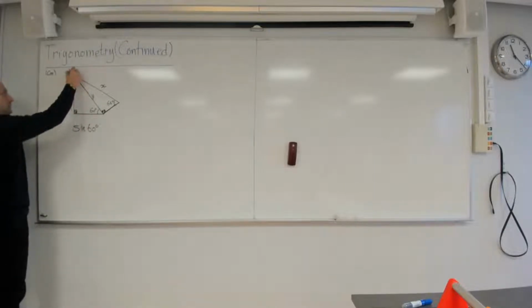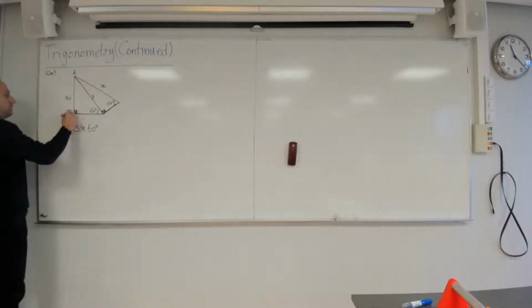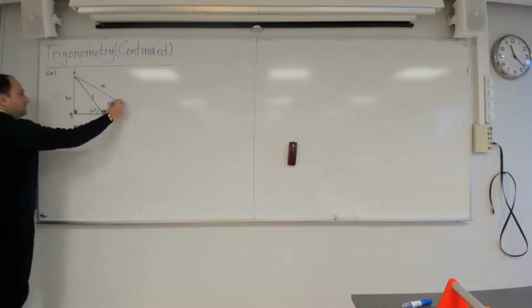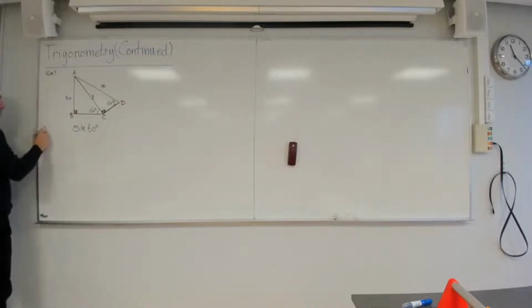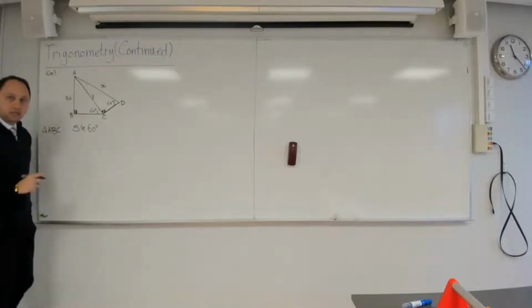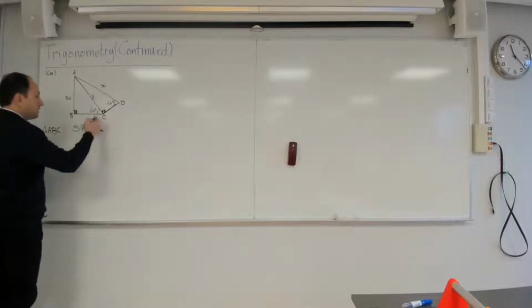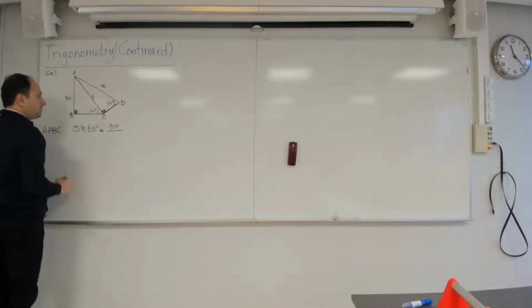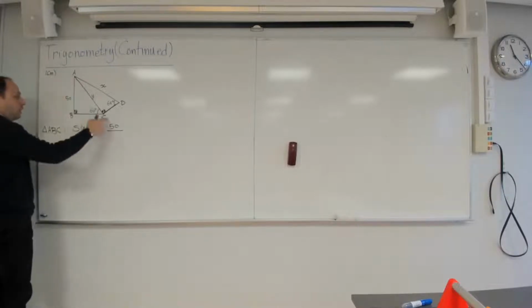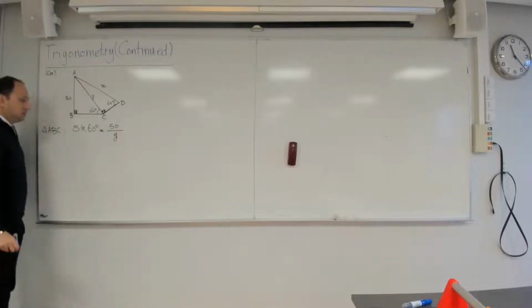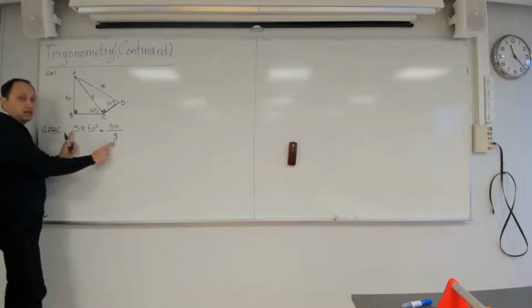So let me name them. If I assume that this is A, B, C, and D, I am concentrating on the triangle ABC, and I am saying that sine of 60 degrees is equal to the opposite side, which is 50, divided by the hypotenuse, which is y. Do you remember I told you the trick in the next session?